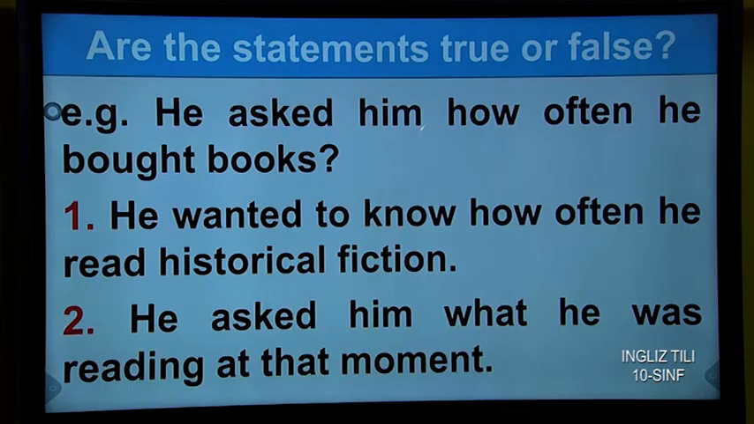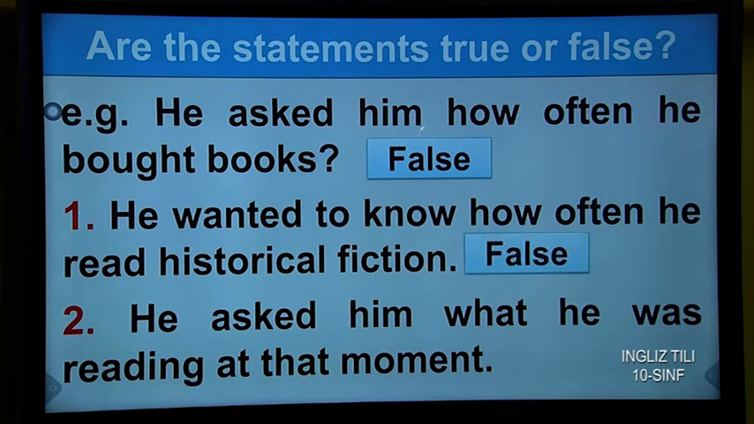Thank you. So dears, open page 159 one more time and look through the interview. Good job. Let's do the true-false activity in that case. The first one is example. He asked him how often he bought books. The answer, false. It is false sentence. So, the next one is for you. He wanted to know how often he read historical fiction. According to the interview, is it true sentence or false? Yes, it is false sentence.